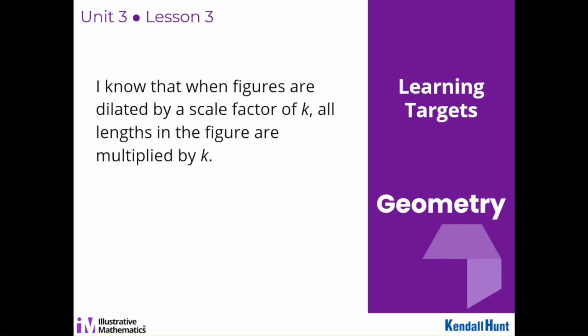So I just want to review the learning target for this lesson. It said, I know that when figures are dilated by a scale factor of k, all lengths in the figure are multiplied by k. If you understand this, then if you're given the original length and you're given the scale factor, then you should be able to multiply them together to find the image lengths. In reverse, if somebody gave you the image lengths and gave you the scale factor, then you should be able to divide the image length by the scale factor and get your original lengths.